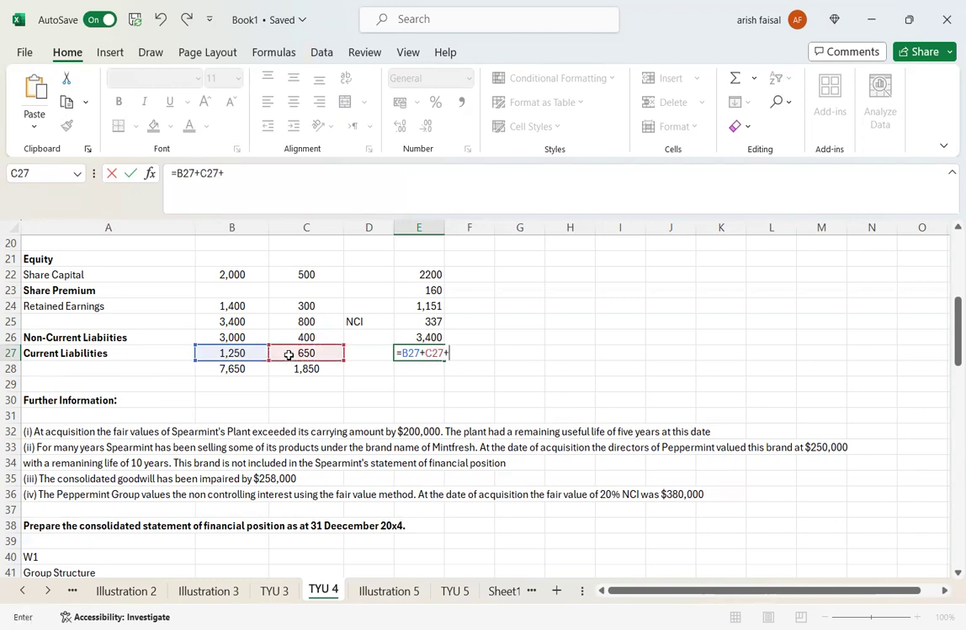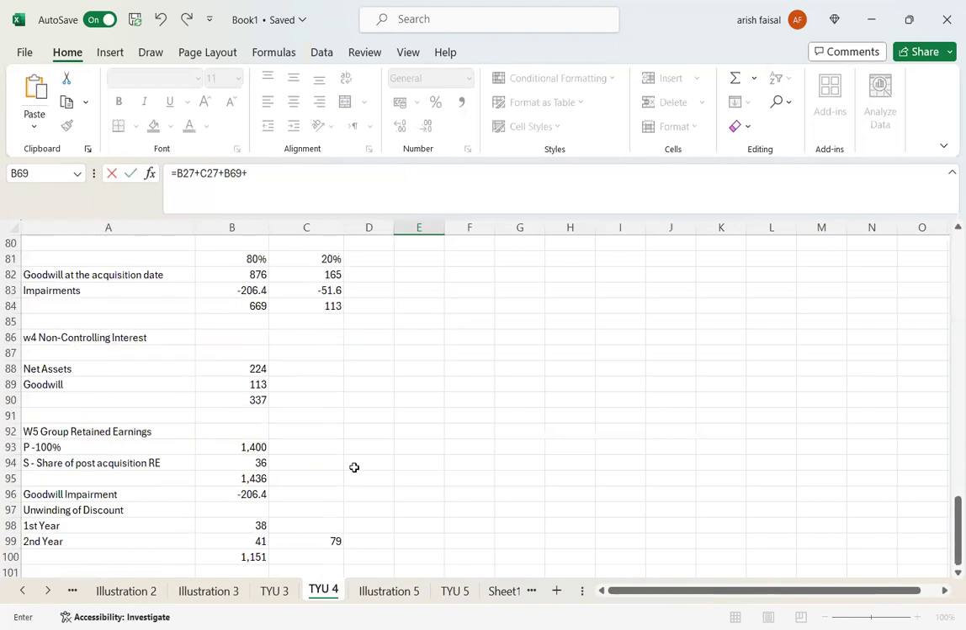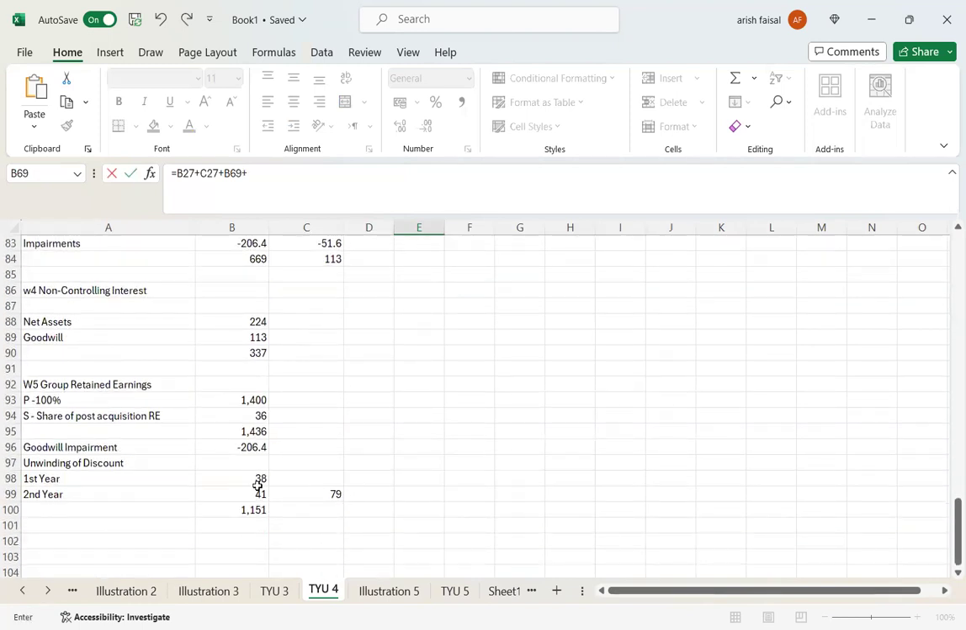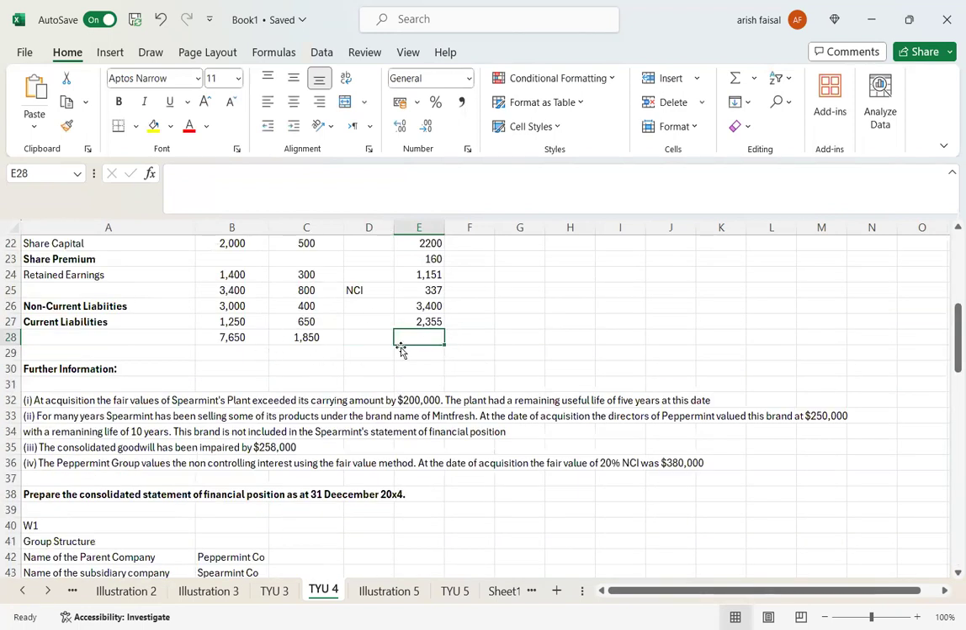My deferred consideration initially was to be recorded at 376, but over the period of 2 years, the unwinding which I have done is 79. I already had the total for you over here, because in the first year you record the expense of 38, and then in the next year you record the expense of 41. So it has increased by 79 over the period of 2 years. That gives me a final answer for my current liabilities of 2355.